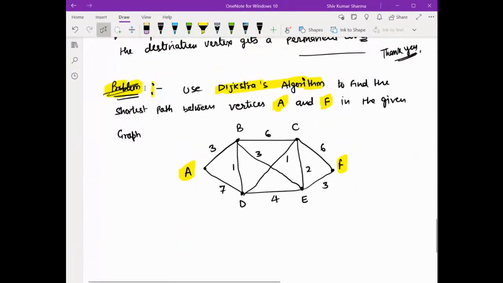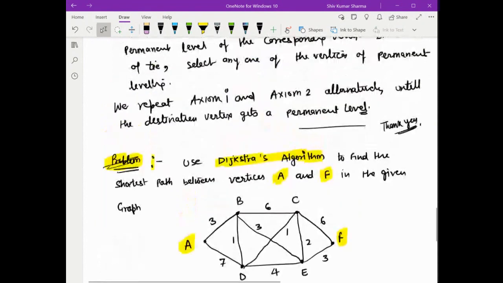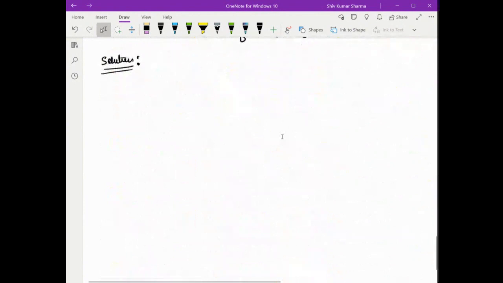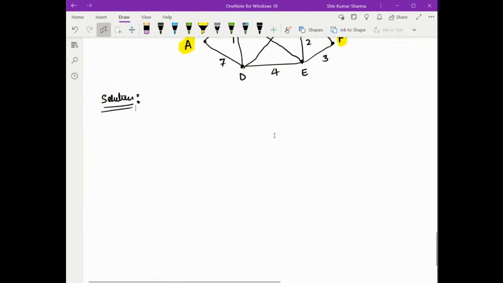So now we start the solution of the problem using Dijkstra's algorithm. This is the initial step of Dijkstra's algorithm. The algorithm starts by assigning a permanent label 0 to the starting vertex and a temporary label to the other vertices. So we construct a table. The initial label you write as follows.